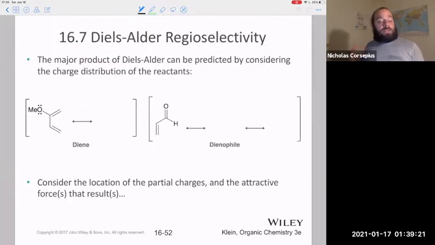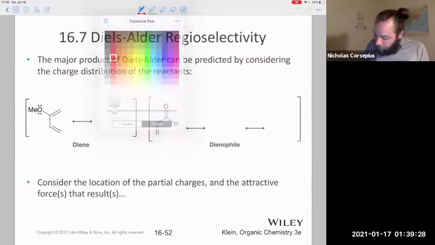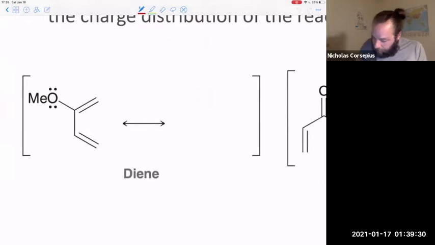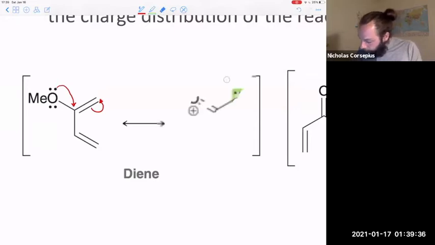It has to do with the different resonance structures that are available to these molecules. So if I'm going to draw the other resonance contributor for my diene here, this pair of electrons can come down, and this pair of electrons jump up onto that carbon.